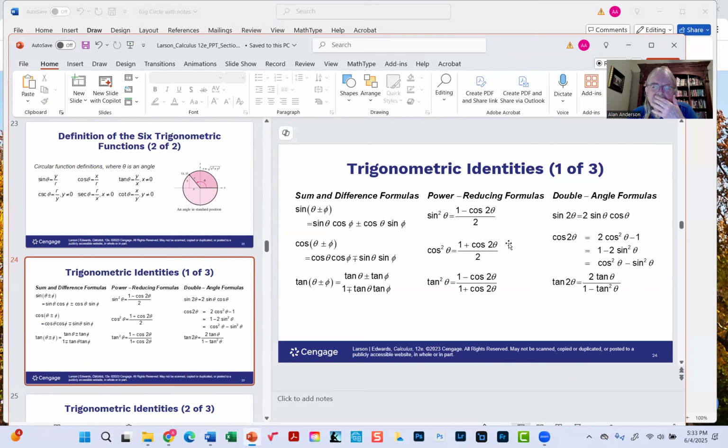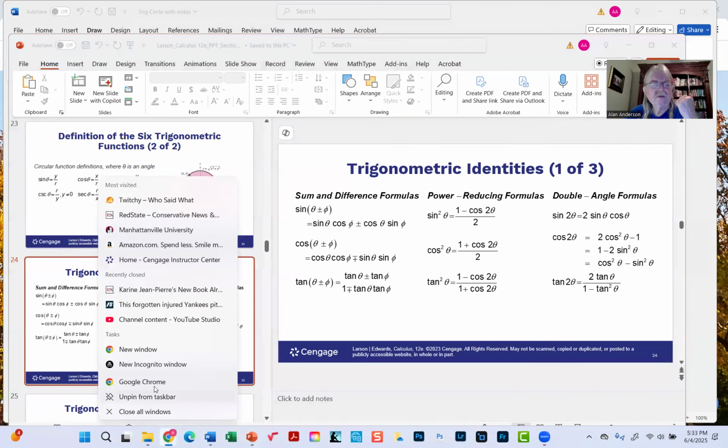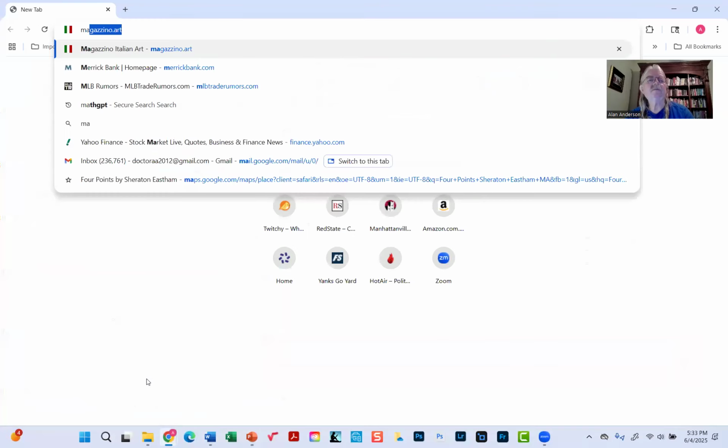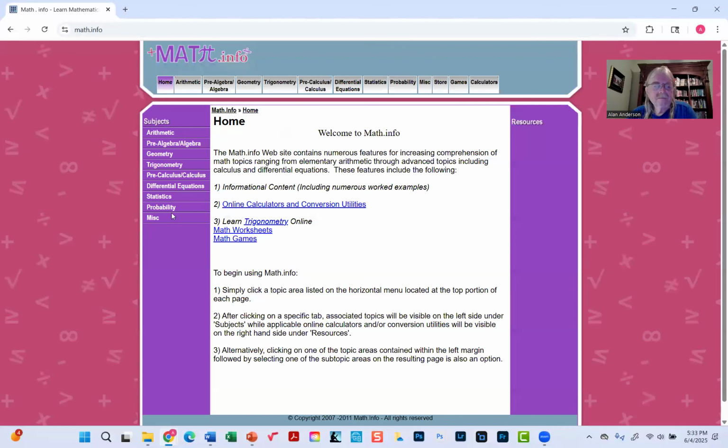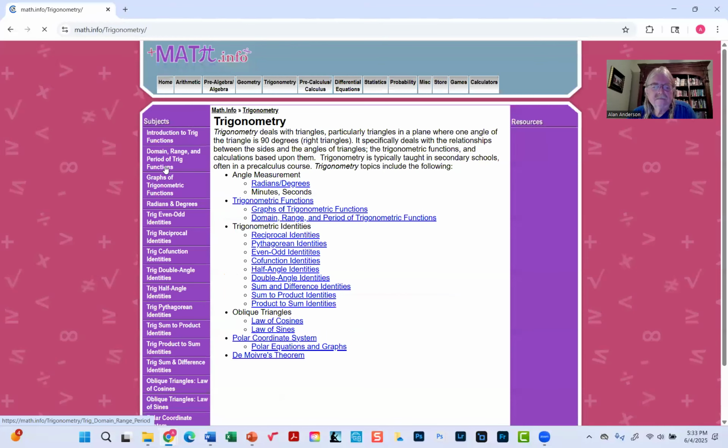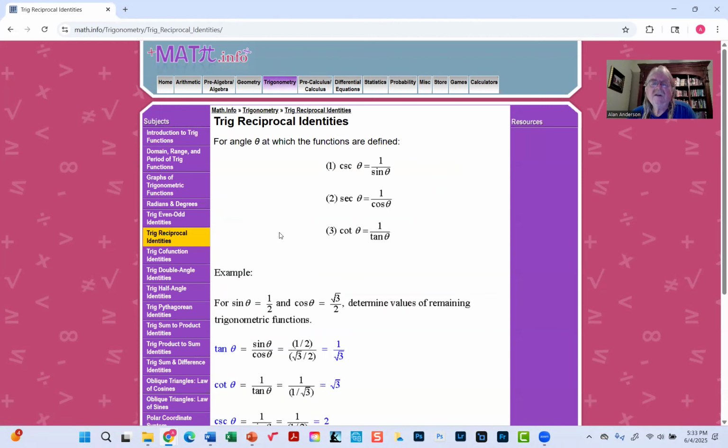Let me just check something out here. There's this great website that I showed everyone the other day called MAT1500. It might have a list like this. Okay, so these relationships, by the way, are sometimes called the reciprocal identities: the definitions of cosecant, secant, and cotangent.